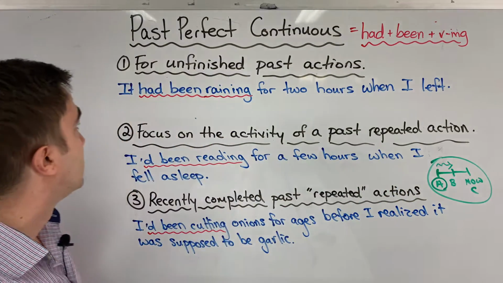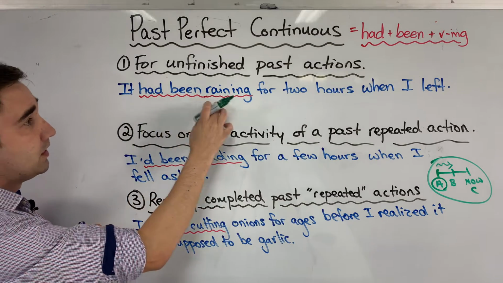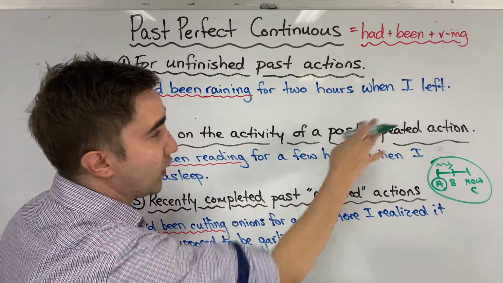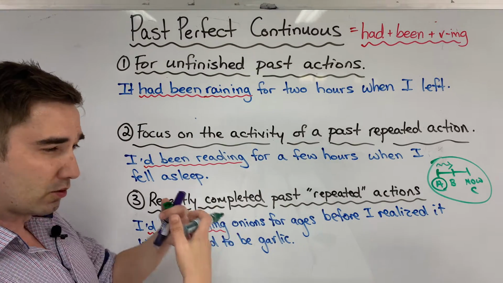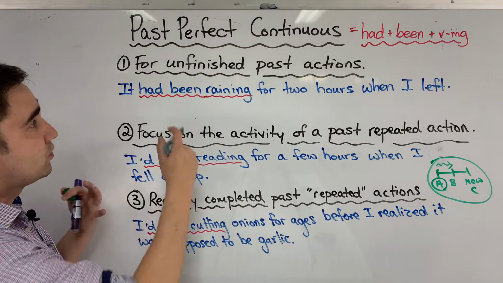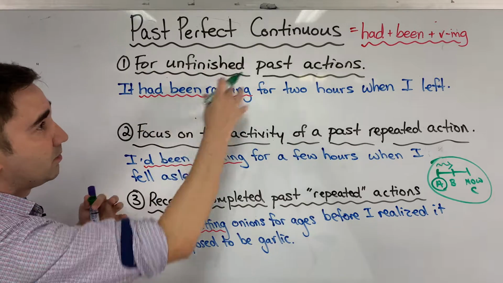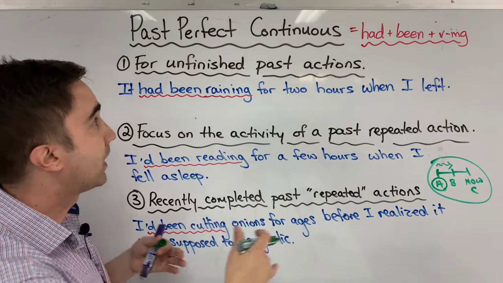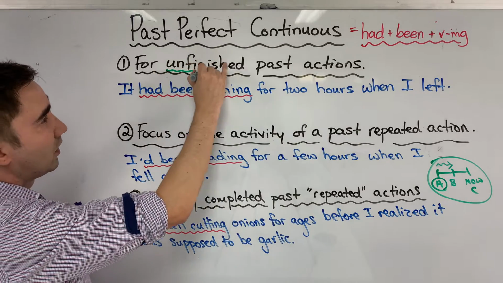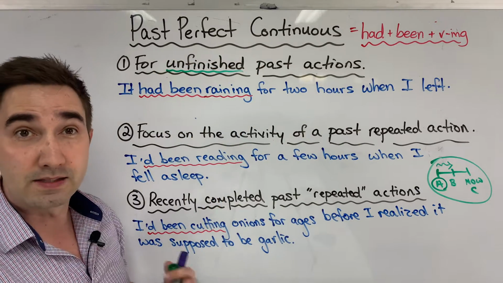So, it had been raining for 2 hours when I left. It had been raining for 2 hours when I left. So anytime that we use -ing, it's going to be a continuous action. It's going to happen over a long period of time. So in this case, we're talking about unfinished past actions.